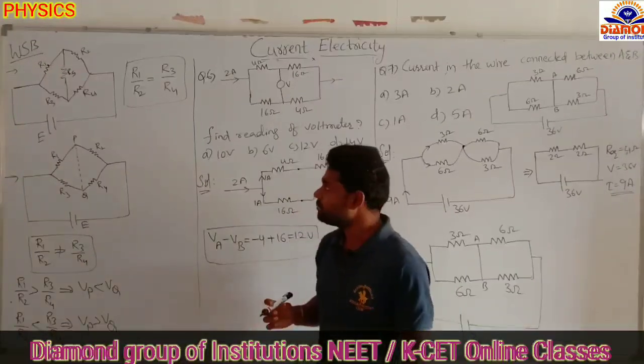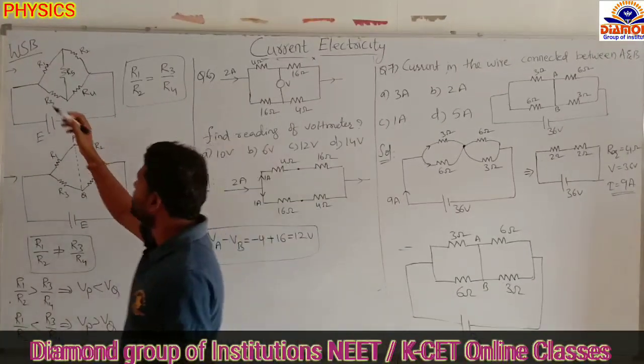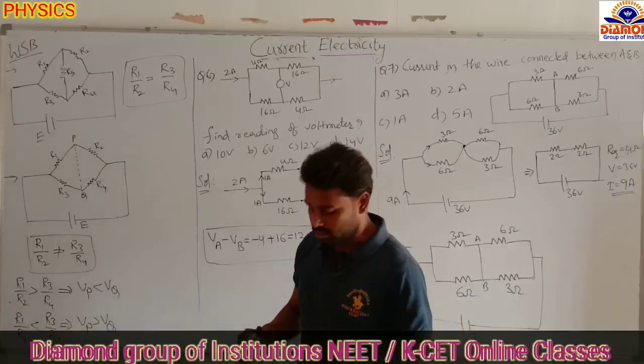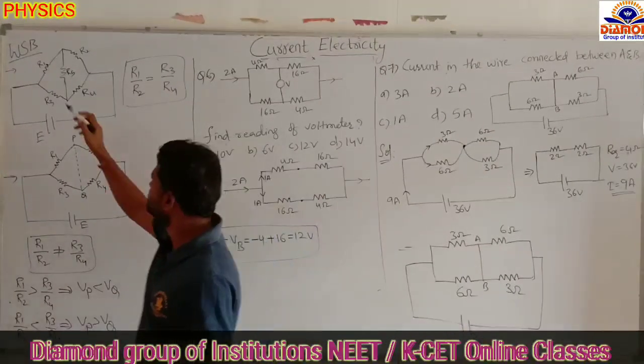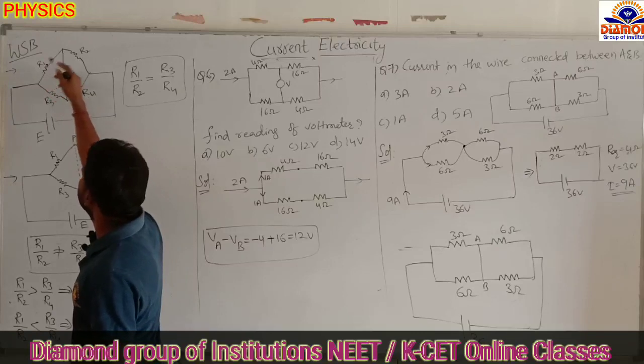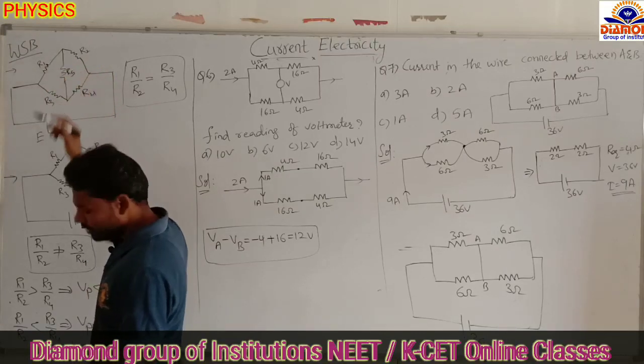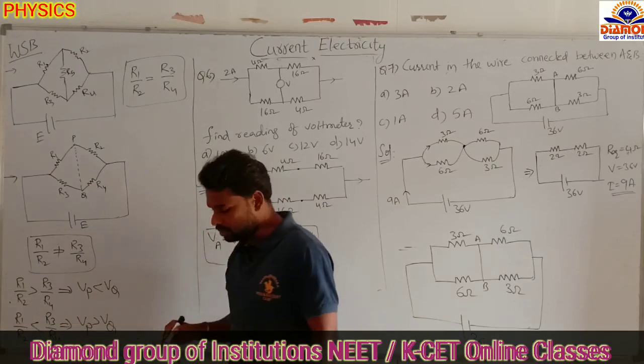See the next concept, the Wheatstone bridge concept. Already you know about the Wheatstone bridge. In a Wheatstone bridge we have four resistors, and a fifth resistor also. That means R1, R2, R3, R4, and here we connect R5. Here only we will connect the galvanometer also.